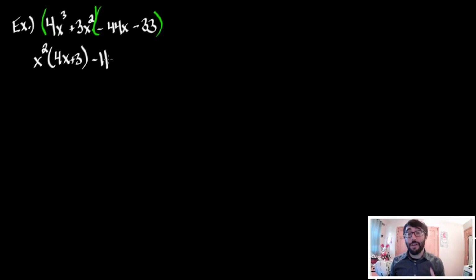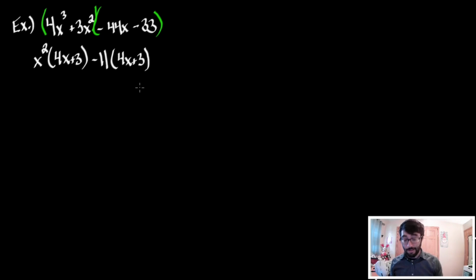Now, I would want to factor out a negative 11 because the first term is negative. If the first term was positive, I would factor out a positive. So when I factor out a negative 11, that leaves me with 4x plus 3 inside the parentheses. And as we can see, we have 4x plus 3 here, we have 4x plus 3 here. That means it's factorable by grouping. If we don't get the same binomial factor, it is not factorable by grouping, or you might have just made a mistake. But it's not always going to work.